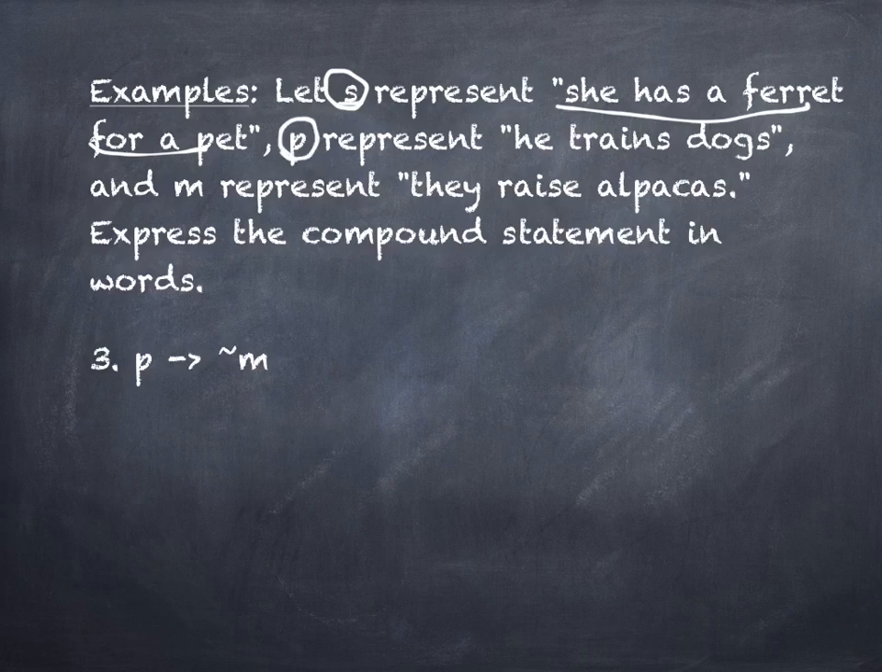We have the statement P. P is the statement, he trains dogs. And we have the statement M, which is the statement, they raise alpacas. Doesn't it sound like fun? I think it sounds like it smells bad in their house. But regardless, we're going to use these symbols that are listed here to rewrite a statement that corresponds to them.